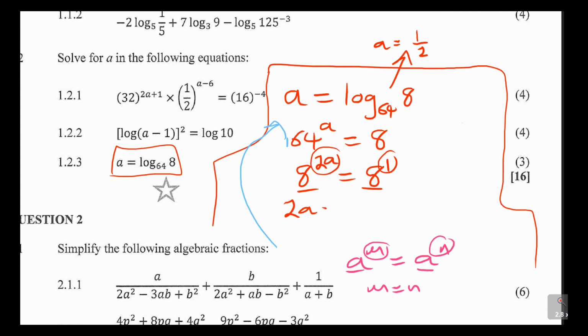2A is equal to 1. Divide by 2, divide by 2. There is the answer. There is the half. This means A is 1 over 2. We were asking how the calculator got 1 over 2. So that is that. So guys, we have done question 1.